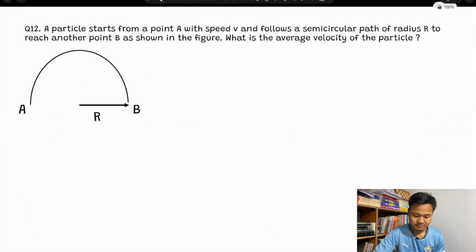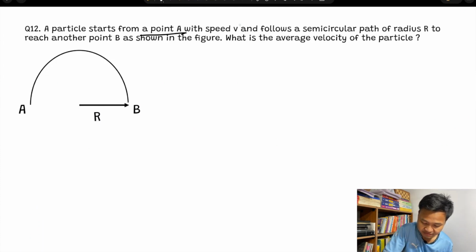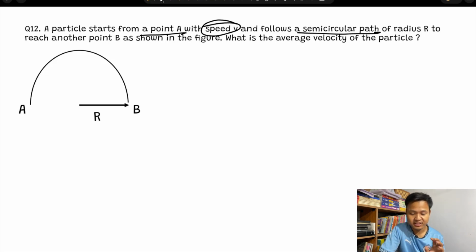Okay, so next question. Here I have a semicircular path. A particle starts from A with speed v. It follows a semicircular path having radius r to reach another point B, as shown in the figure. So what is the average velocity?